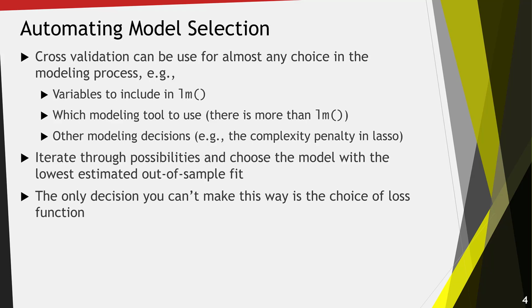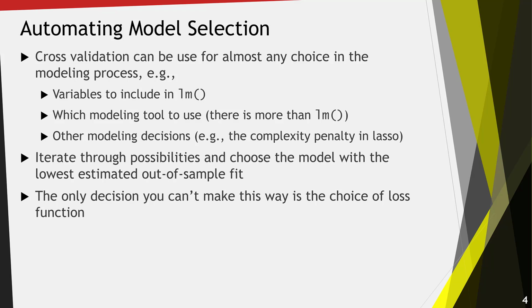Cross-validation can be used for almost any choice in the modeling process. For example, the features to include in your linear model. You can actually even choose between individual modeling tools. You can also make other modeling decisions. There are often parameters that you need to tune for particular modeling tools, and you can actually choose those using cross-validation as well. Just like with feature selection, you're going to iterate through possibilities and choose the model with the lowest estimated out-of-sample fit using your loss function.